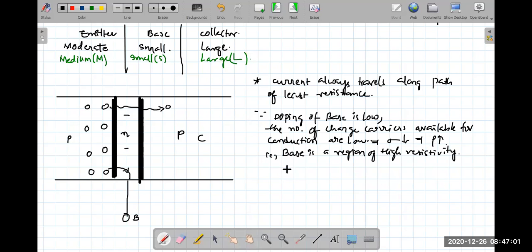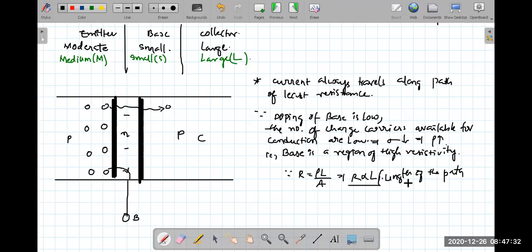Now, since R is equal to rho L by A, resistance is proportional to length. Clear? So, the greater the length that needs to be traveled, the greater will be the resistance. Here, I can say it is the length of the path.